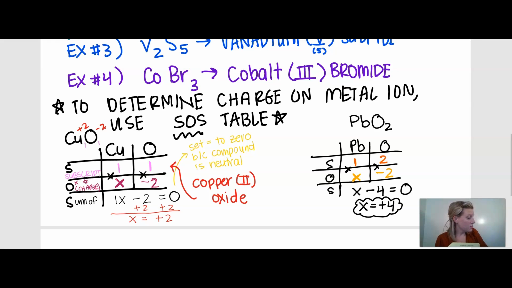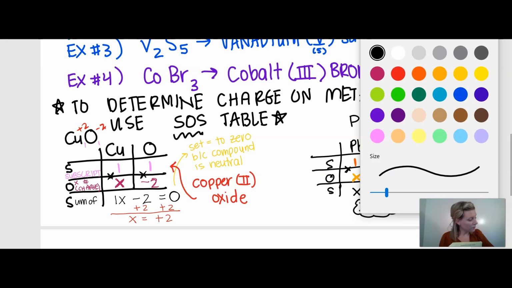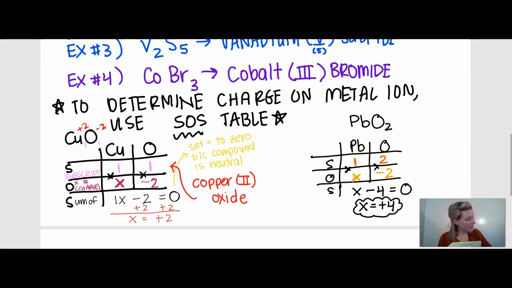Okay, so now we can actually go back and name our substance. So this is, let me throw that in a different color so that it sticks out. Okay, this substance is lead(IV) oxide. Okay, lead(IV) oxide.